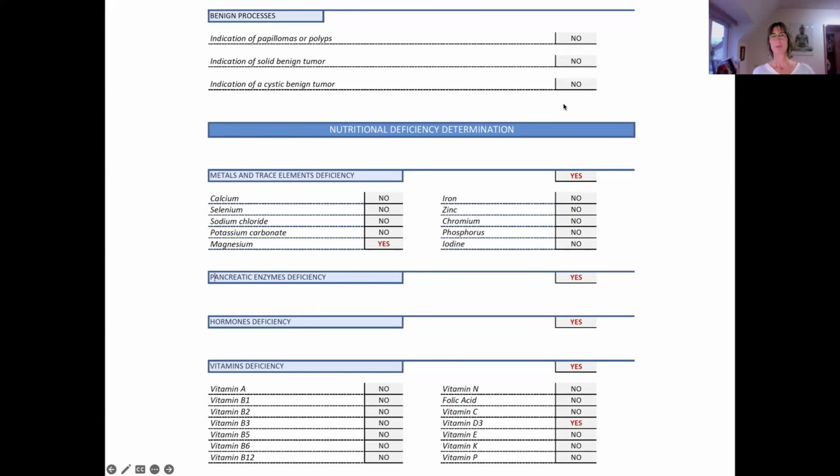Then we move on to some more normal imbalances in the form of nutritional deficiencies. So we can look at whether the client has any deficiencies in trace elements, minerals, vitamins. I had a magnesium deficiency at the time. We can also look at vitamin deficiencies. It says here I had a D3 deficiency at the time. We can't tell if a client has too much of a vitamin or mineral, but we can tell if there's a deficiency.